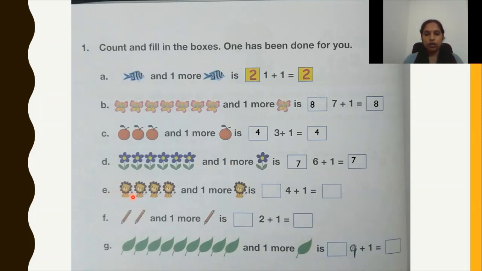E. Question E. How many lines are shown here? 4 lines. Yes, we have 4 lines. What we are going to do? Add one more line to it. So 4 lines plus one more line will give you, yes, quite easy, right? 4 plus 1 gives you 5.